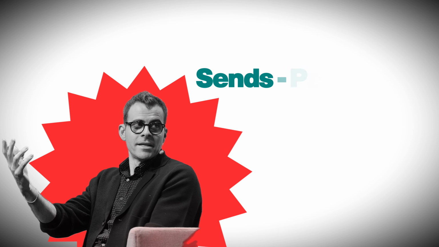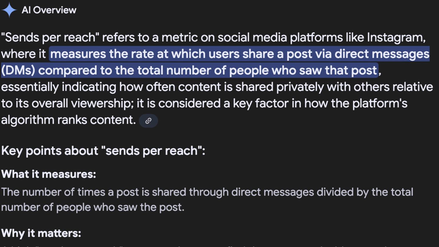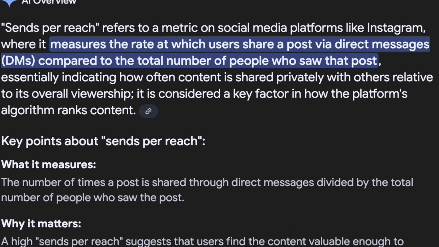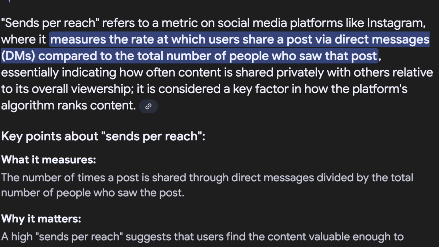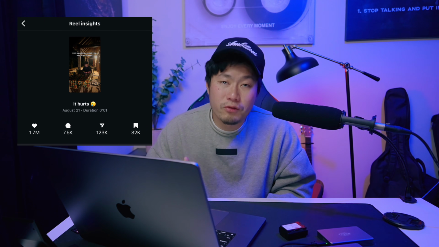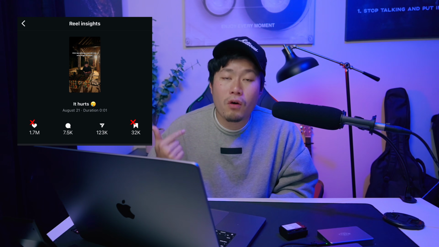And lastly, what's the most important metric that you need to track? According to the CEO of Instagram, he stated that sends per reach is the most important metric to pay attention to. But what exactly is sends per reach? It's a metric on Instagram that measures how many people share a post via direct messages compared to the total number of people who saw it. In other words, sharing is the most important metric that you need to track. It's even more important than saves or likes or comments.